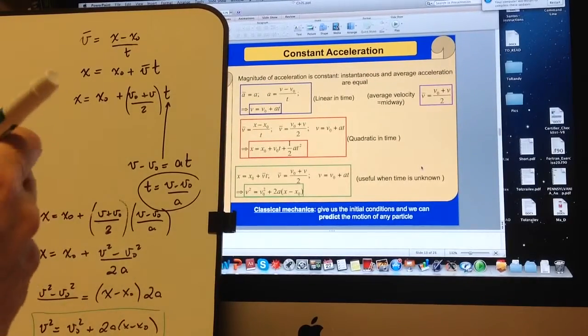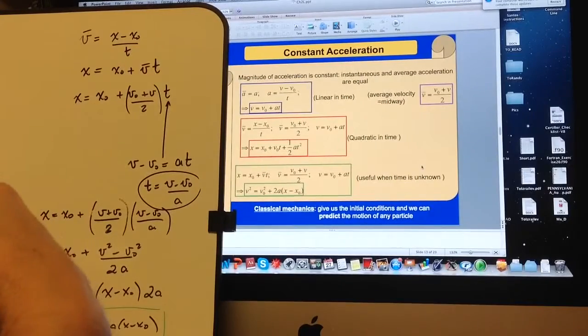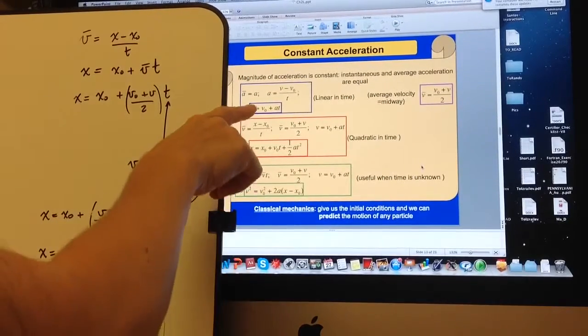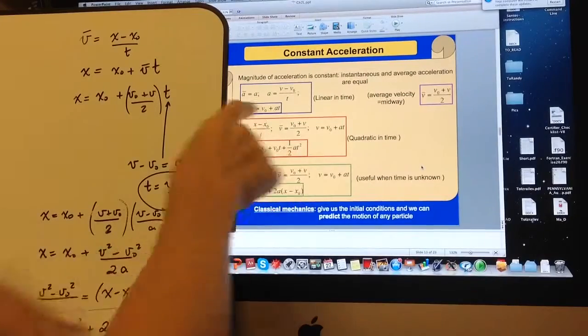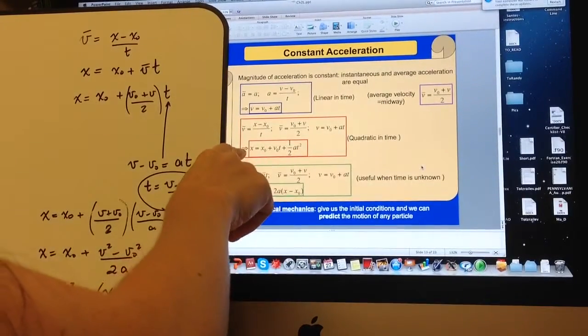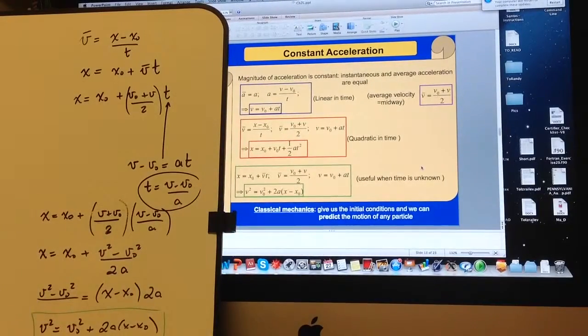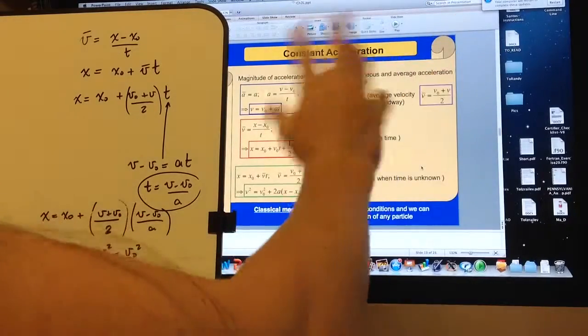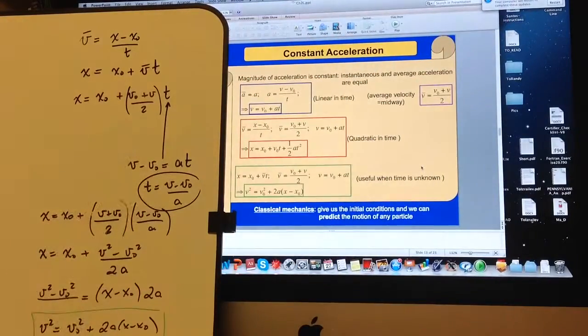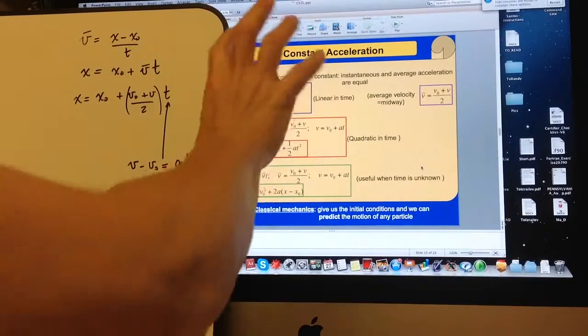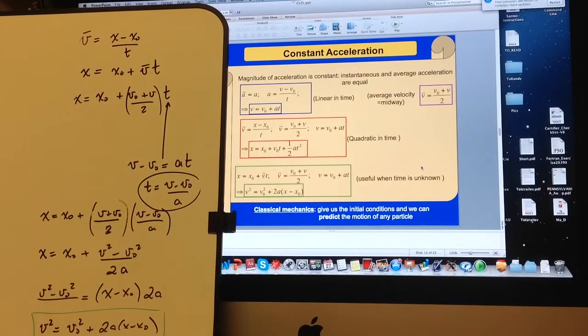Okay, so these are the 3 or 4 important equations that we'll be using a lot. The equation for the velocity as a function of time. The equation of position as a function of time. This is linear in time, this is quadratic in time. And here we have an equation where time does not appear. So if we have to solve a problem where time does not appear, this is a good alternative. And here is just a simple equation that came from the fact that the velocity changes at a constant rate. So this is a main point of classical mechanics.